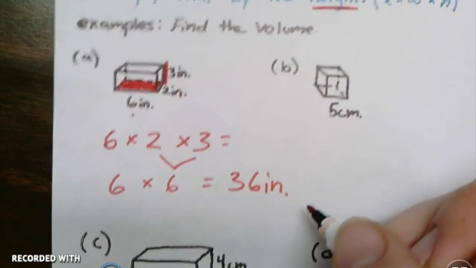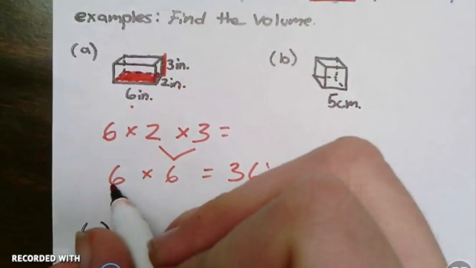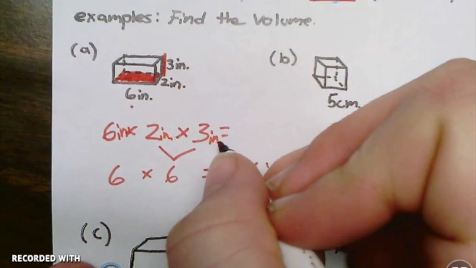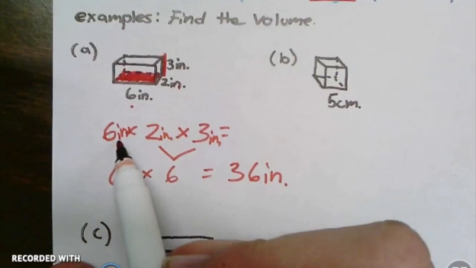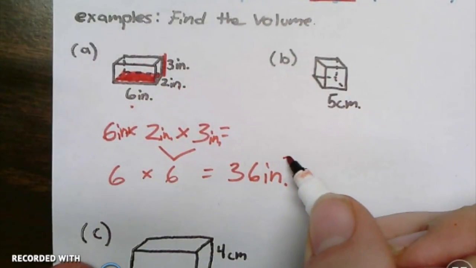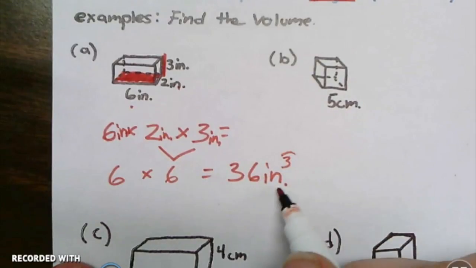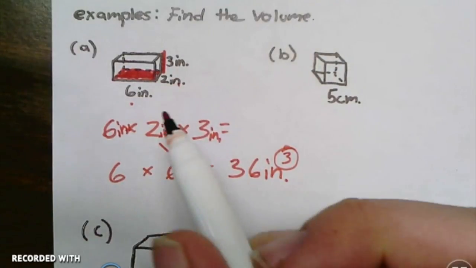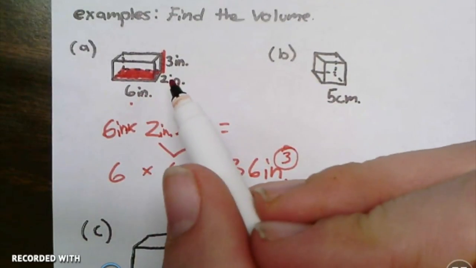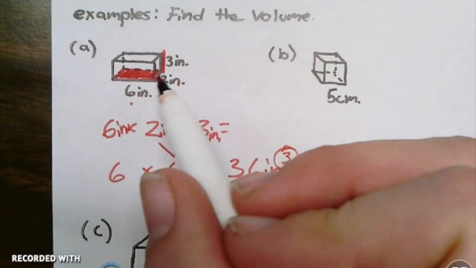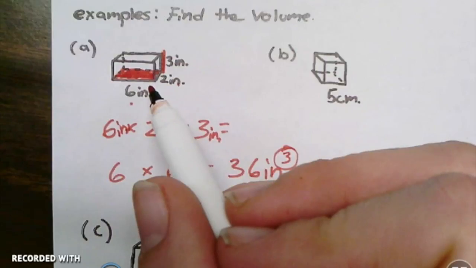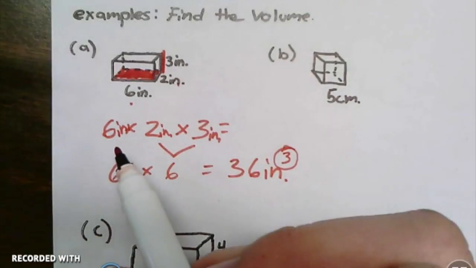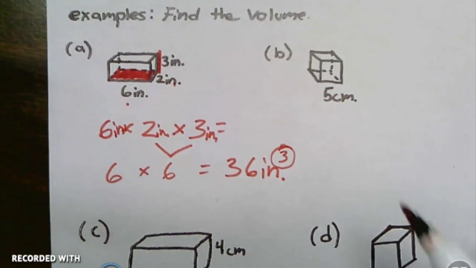And here's the kicker. For volume, not only did I multiply the numbers, but this is really inches times inches times inches. So how many inches do I have? I have 3 of them, so my label is going to be inches cubed. You can't forget to put this little 3. When we were doing area, we were multiplying 2 sets of inches by each other. 6 inches times 2 inches would be 12 inches squared for area. Now that we're doing volume, we have to add that cube to show that the inches are being multiplied 3 times. All right, let's go to B.